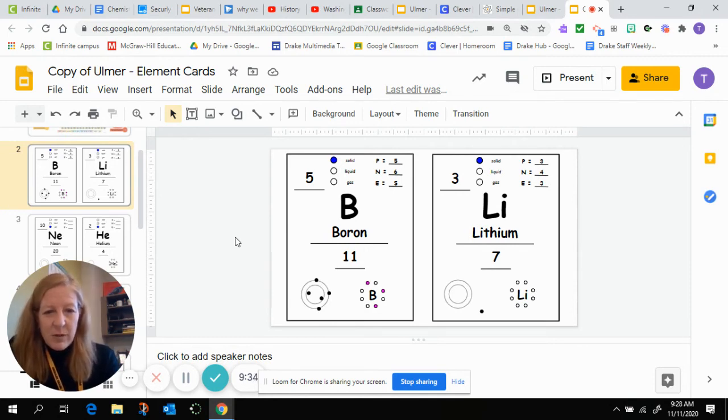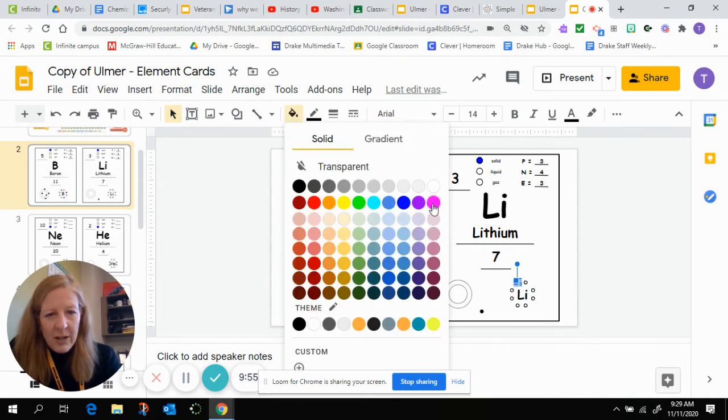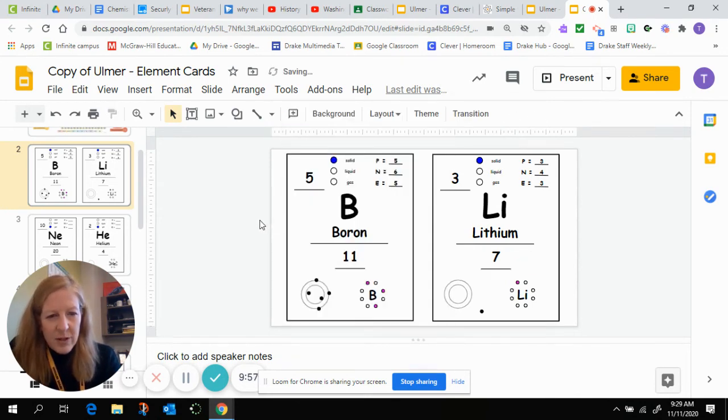Once you've completed that for boron, you're going to do it for the rest of the elements on the left-hand side. Lithium: if I look at lithium, it has 3 electrons. There would be 2 in the innermost shell, 1 in the outermost shell. That means that I would just take one of these and fill in one of those open circles.